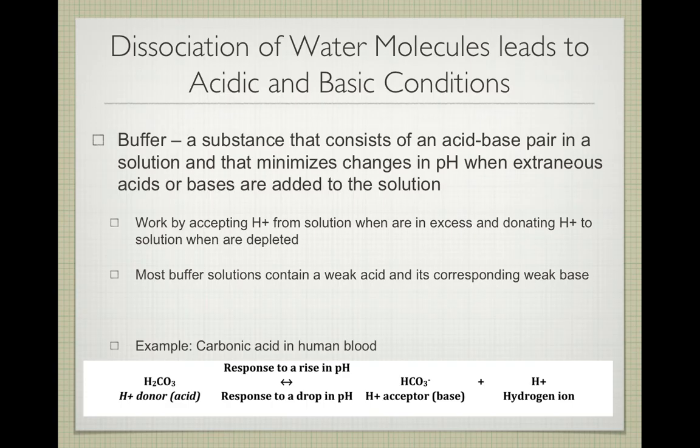A classic example of a buffer system in the human body is the carbonic acid that's in our blood. These get produced by our respiratory functions, cellular respiration, and so we have this system in our blood that when we get too acidic, it's going to give off extra H pluses. When we get too basic, it's going to add the H plus back to solution so that we can keep your blood pH, your body pH, at a relatively consistent level.